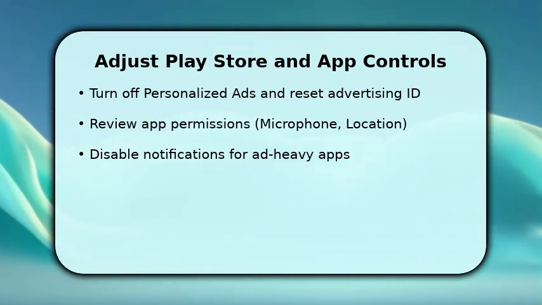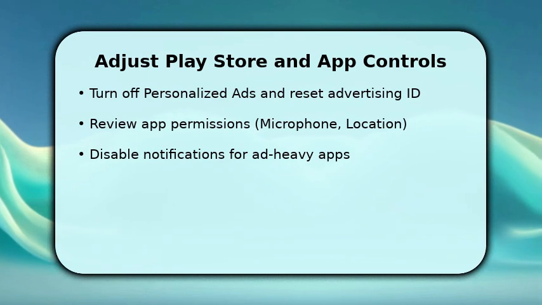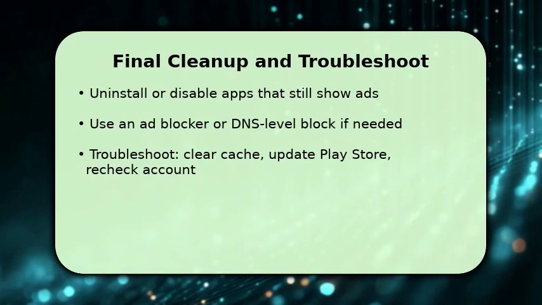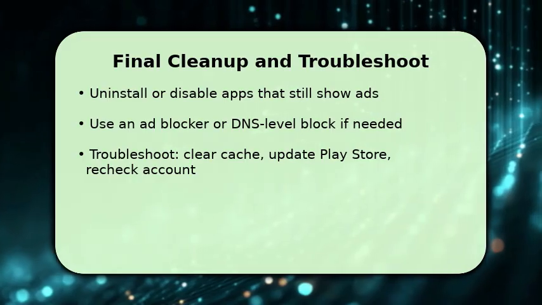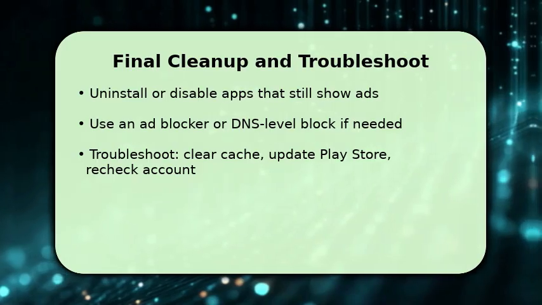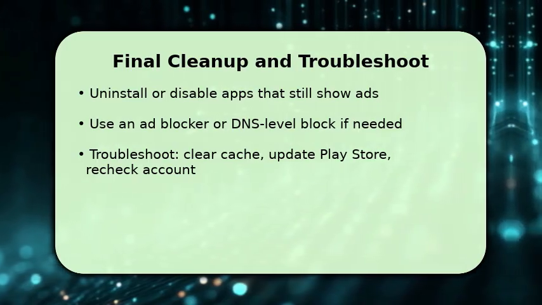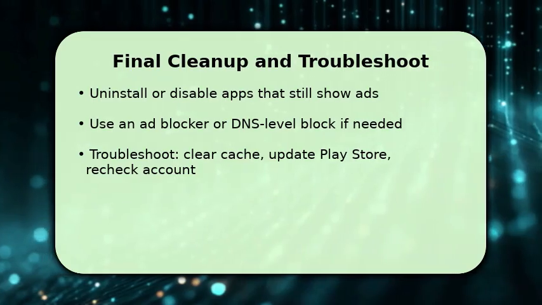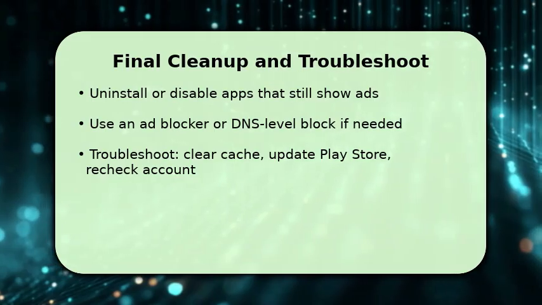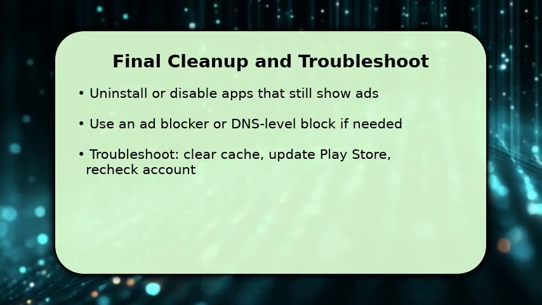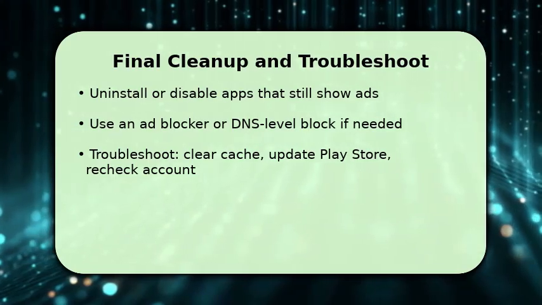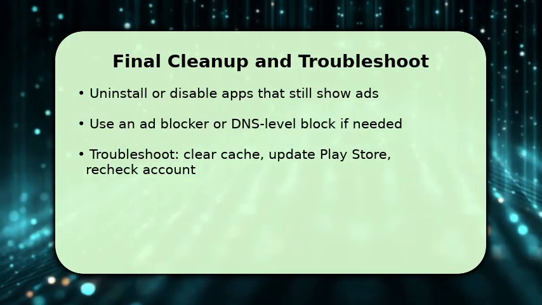Finally, remove persistent offenders. Uninstall or disable apps that still display ads despite settings changes because some use in-app ad networks. If necessary, install a reputable ad blocker or configure DNS-level blocking via a private DNS provider to block ad domains system-wide. Once done, clear the Play Store cache and data, update the Play Store app, and restart your device to apply changes. If ads persist, make sure you adjusted the correct Google account and repeat the advertising ID reset as a troubleshooting step.